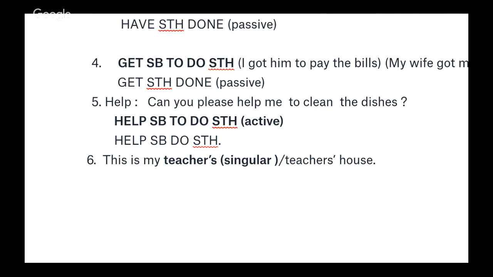How many persons am I talking about here? More than one. It could be two, three, or four, not necessarily married to each other, but they might own one property. So when I say this is my sister's apartment, if I'm using one sister, I will use apostrophe first and then S for singular. Is it clear?